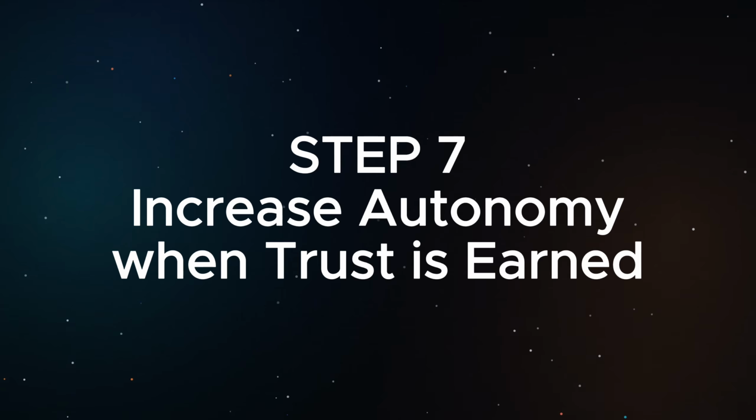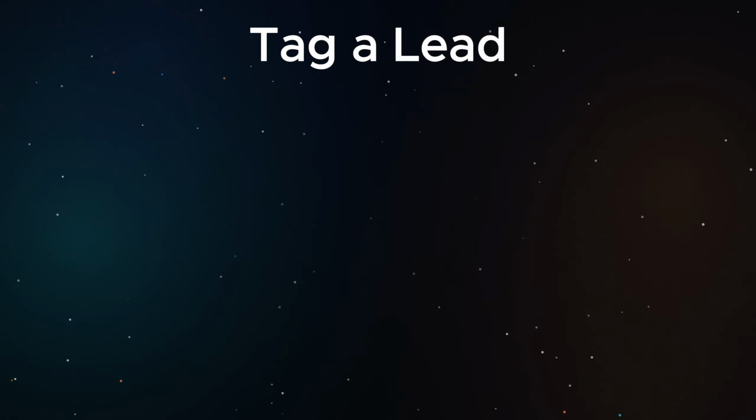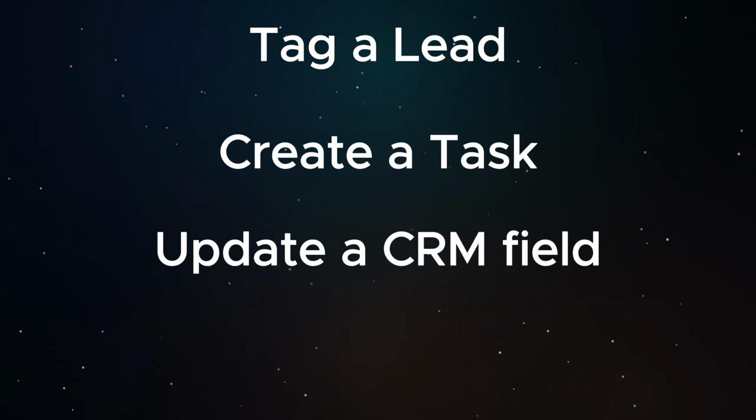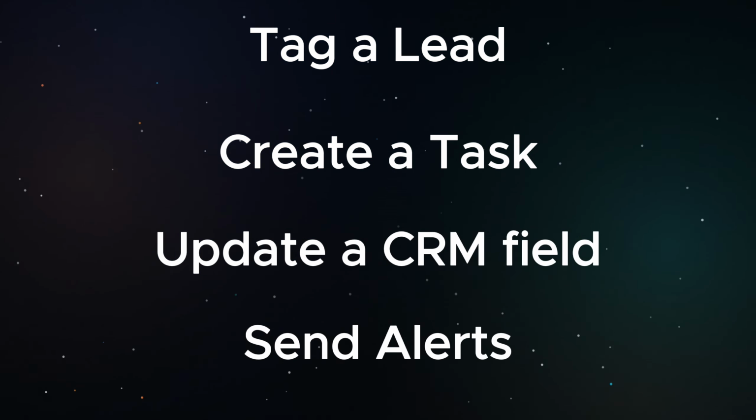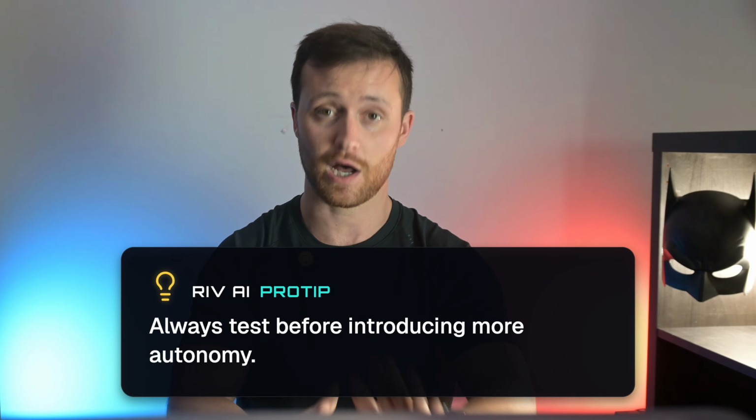Step 7, increase autonomy when trust is earned. I gave you an example earlier where AI drafts and human approves. If your evaluations suggest the system is performing the way you intended, you can start allowing it to take small actions automatically. For example, you might start wanting it to tag a lead, create a task, update a field in the CRM, send an internal alert. Then later for lower risk workflows, maybe it can send certain messages automatically. But my point is that the autonomy should be earned after you have evaluated everything.